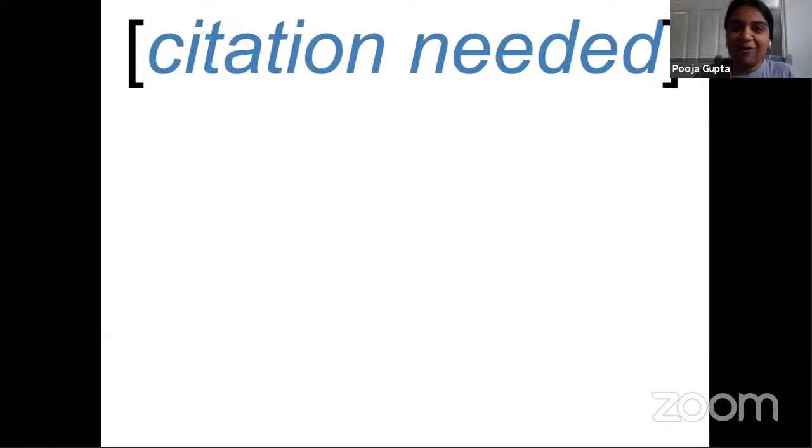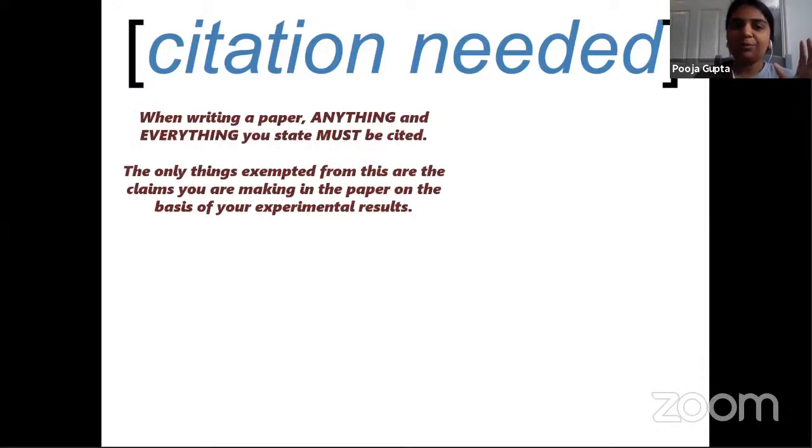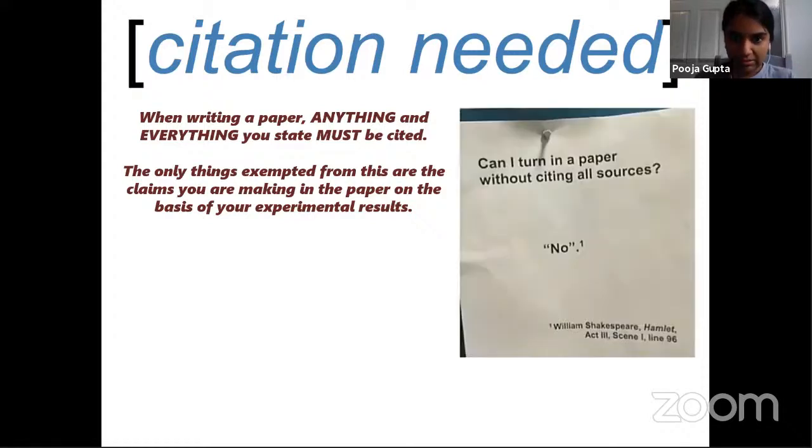Now, having understood what reading is and how you read and how you write and what it is that a paper is trying to communicate, what the different parts of a paper are, how you go about the process, and so on, we come to citations. We come to the point of why we're here. When you're writing a paper, anything and everything you state must be cited. The only things that are exempt from this are the claims that you are making in a paper on the basis of your own experimental results.